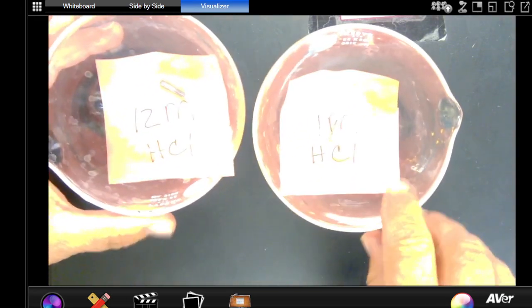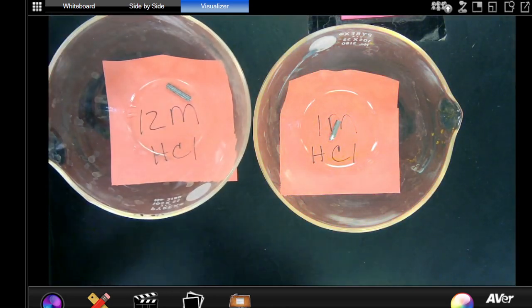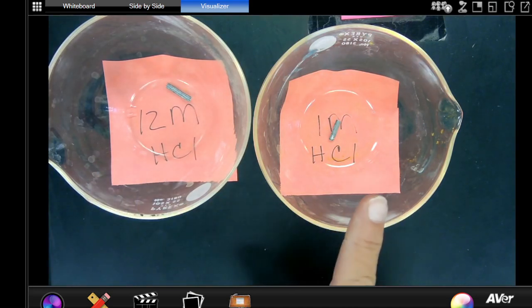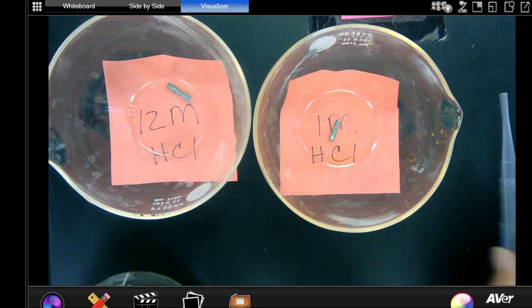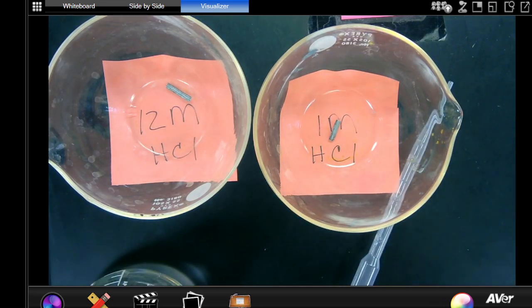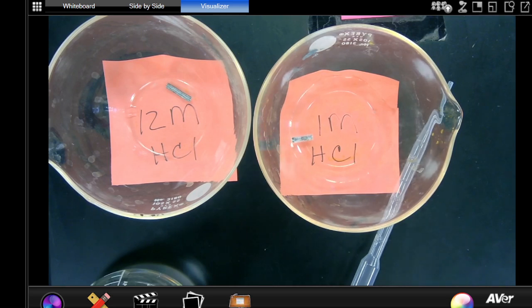All right, bring those up. All right, so I have them labeled. There we go. Now it's adjusted. So I'm going to put a 12 molar solution in here and a 1 molar solution in there. So you can kind of see some bubbles happening, right? Can you guys all see the bubbles happening?